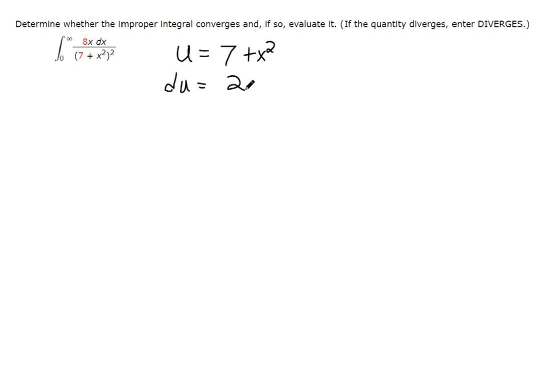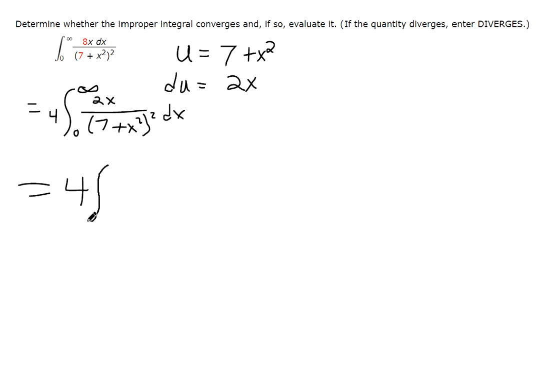Du would be 2x. And we don't have 2x, we have 8x up here, but we could rewrite this integral by factoring out a 4. It's still the same integral. And now we can make our replacements. This becomes du, and this becomes u, and now we're evaluating an integral. And I'm going to make it an indefinite integral because these are with respect to x.